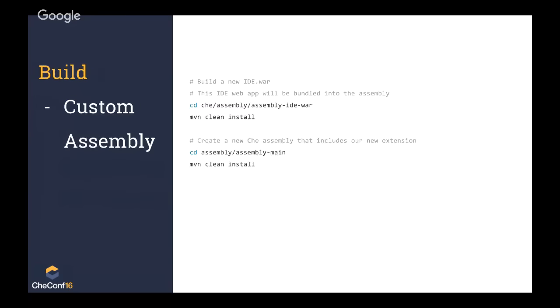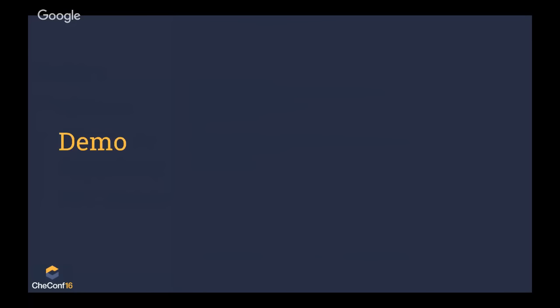Once I have this done, I have my sample plugin that is built. I add the dependency to my Che. Now I need to create a custom assembly. So it will be a completely new Che assembly, which will include our new extension. So at first, I will start by building my assembly IDE war, and then I will rebuild my assembly main. And once I have that, I can run my sample and my custom Che.